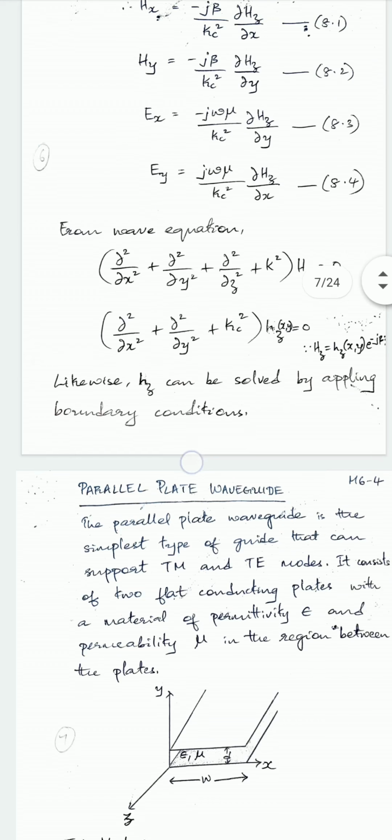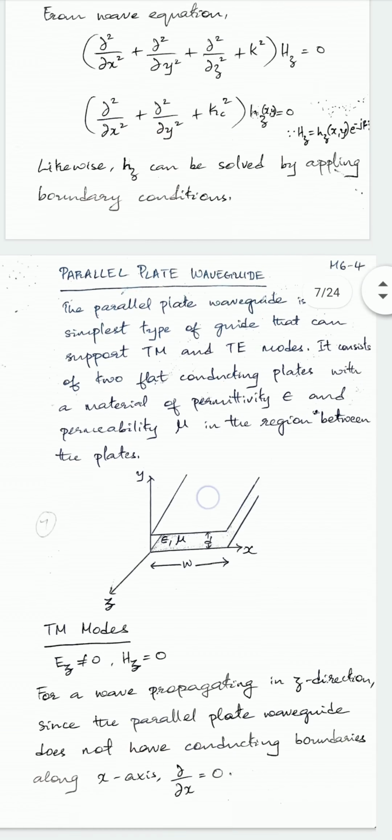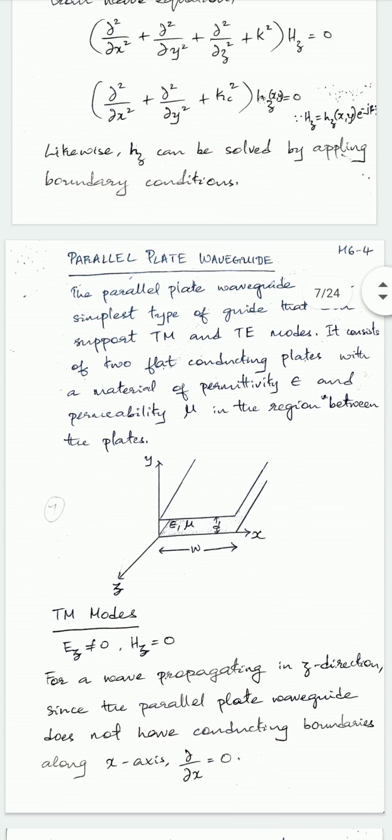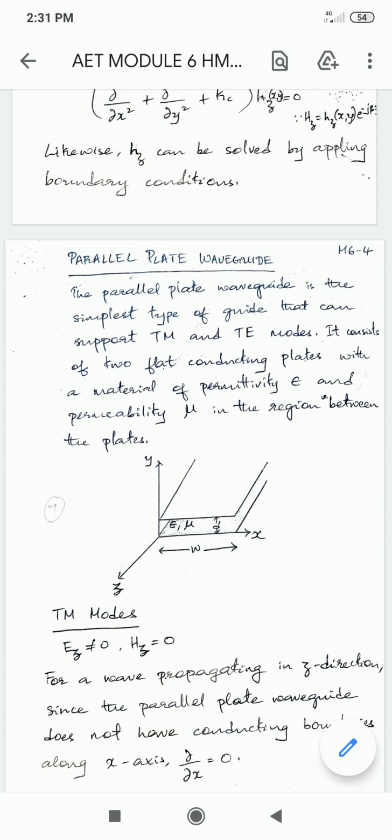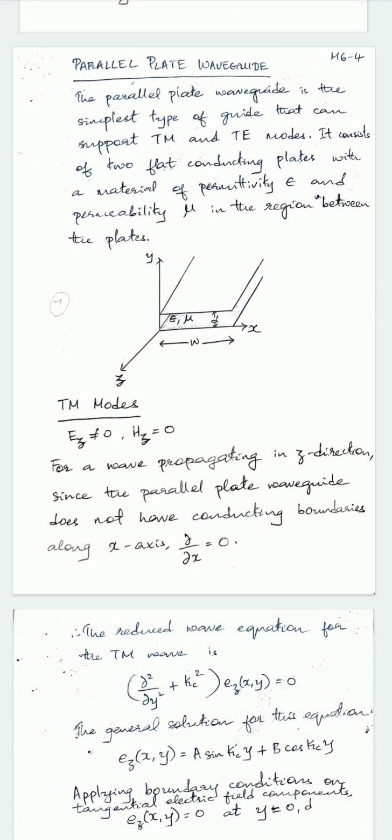So next we can see how we can solve this equation for a parallel plate waveguide. Hi, in this class we can see what a parallel plate waveguide is. We studied the rectangular waveguide. This parallel plate waveguide is the basic waveguide. It is the simplest type of waveguide that can support TM and TE modes.